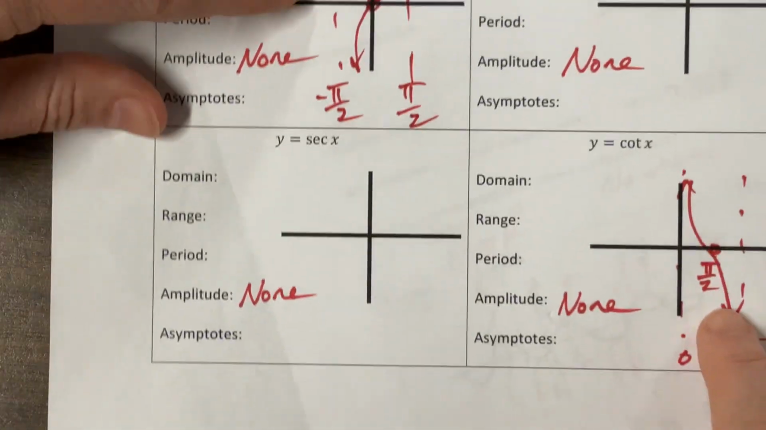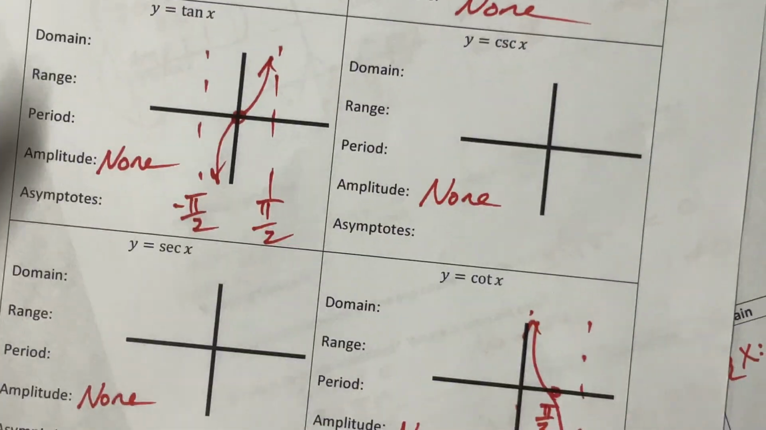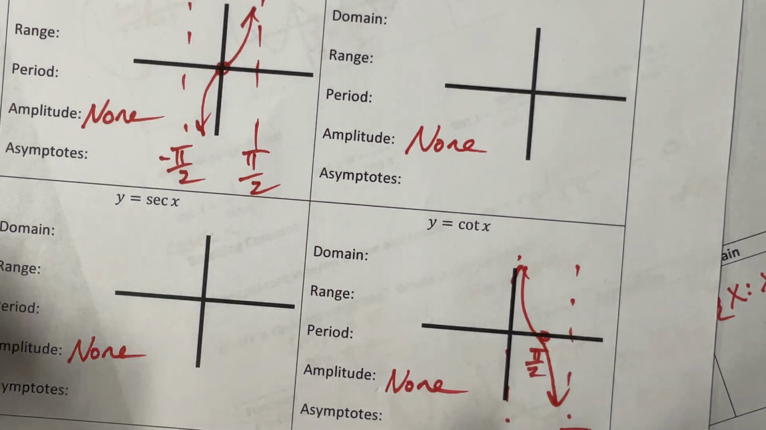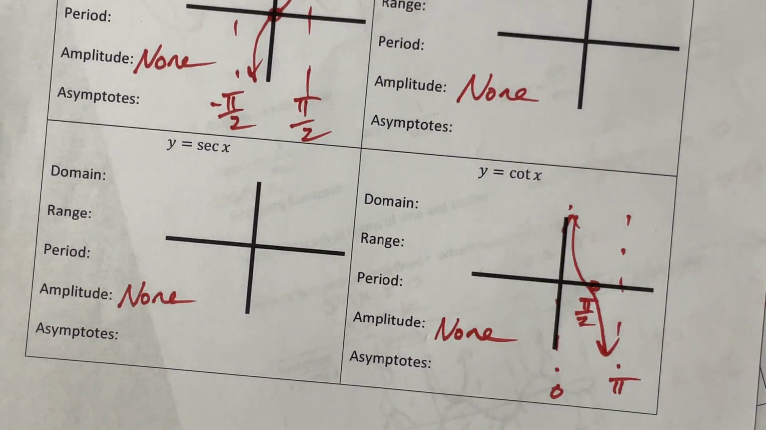So these two, you only have to label 3 things, but for the other 4, I need to see 5 pieces of information labeled. All right, go practice. This is going to be critical for the rest of the year that you know how to graph all these lovely trig functions. All right, good luck.